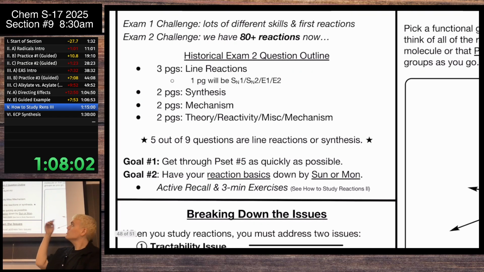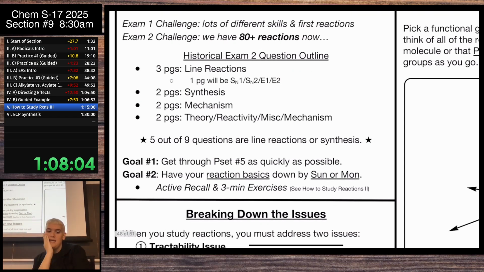So this is the historical breakdown of the Exam 2 questions. And one thing that you'll notice about it is 5 of the 9 questions are line reaction level synthesis. And so your line reactions are going to be really, really valuable to be quick at for predicting the products and getting the reagents. There is an element of just straight up memorization with that.